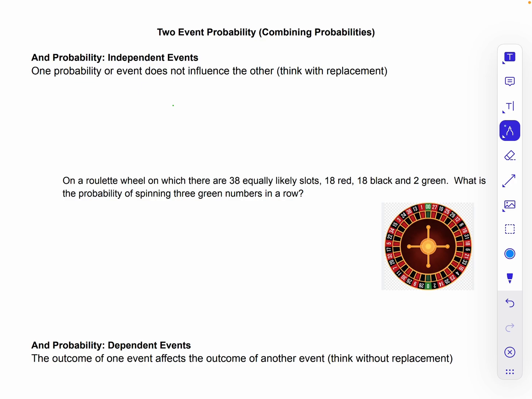And probability is looking at, we want to know this first event happens and then it's followed up by the second event. So both events occur, they both happen. Sometimes you'll hear this referred to as and probability. It's also multiplicative, because it uses multiplication.